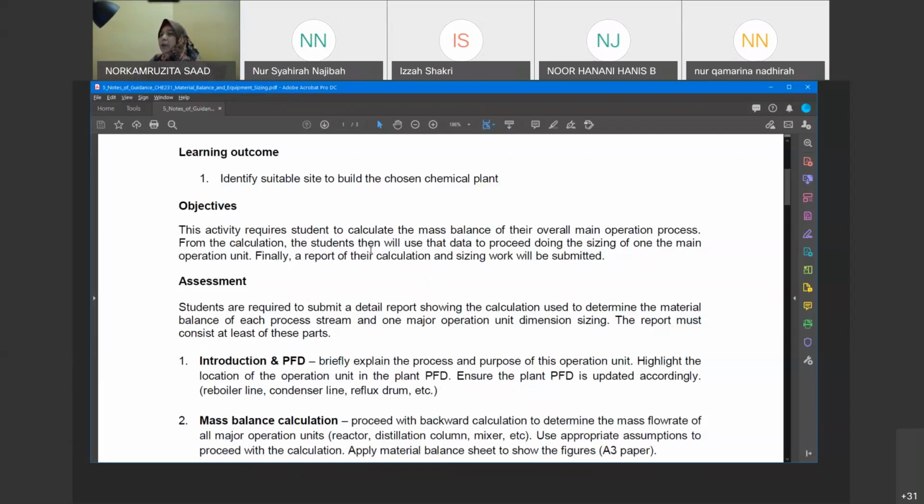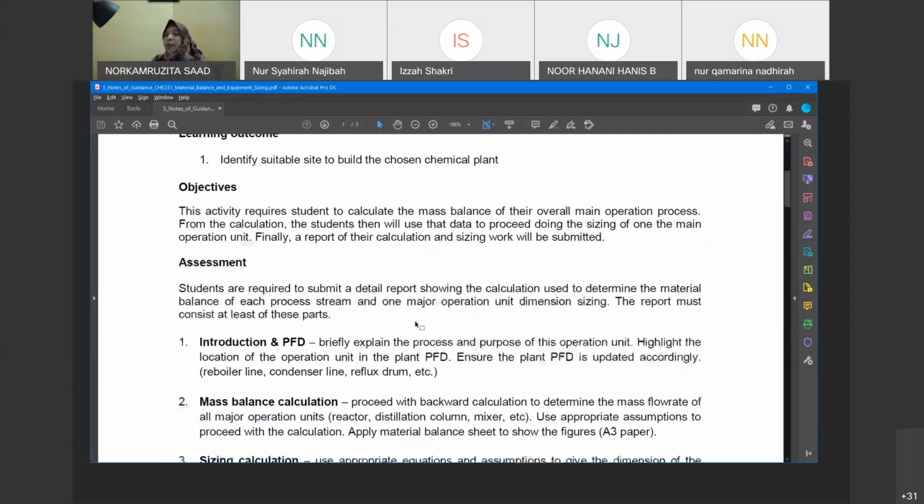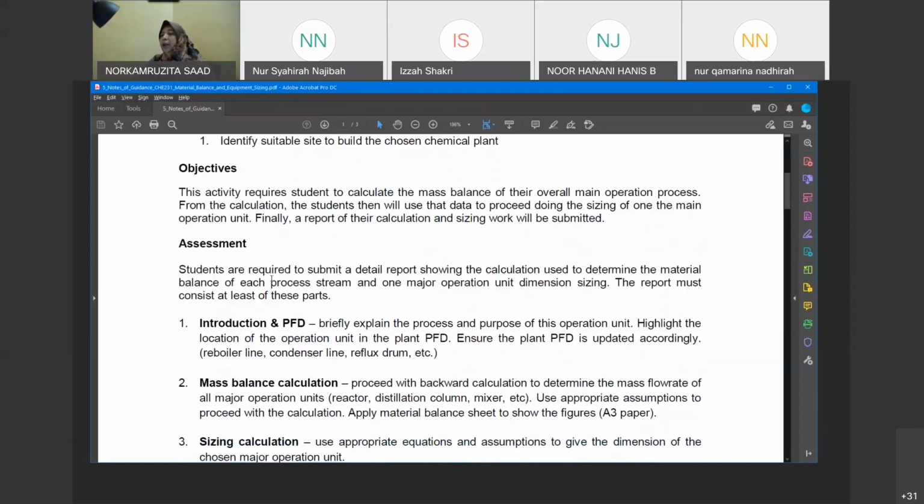Finally, the report of your calculation and sizing will be submitted. Students are required to submit a detailed report showing the calculation. So you need to show your sample calculation, and the rest of the calculation can be made using Excel. You have learned how to use Excel, so you can use it.